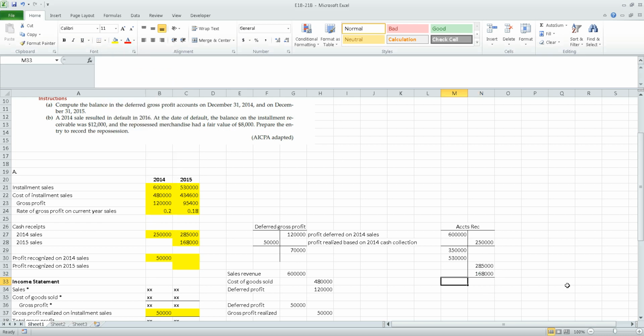So the balance in our accounts receivable at the end of 2015 is what we began the year with, plus current year sales on installment account, less cash collections from last year's sales, less cash collections from this year's sales. $427,000 is our ending balance in accounts receivable.